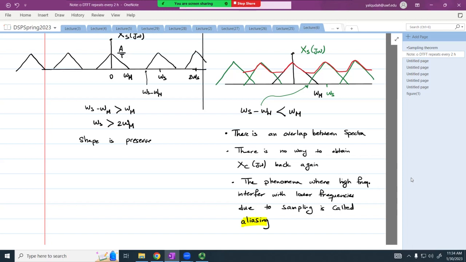This is the sampled signal. How do I recover the original signal? If I want to recover the original signal, I can just take a filter that will only allow this spectra to go through, and I will get back my original signal. Does that make sense, everybody? So that brings us to the Nyquist theorem.